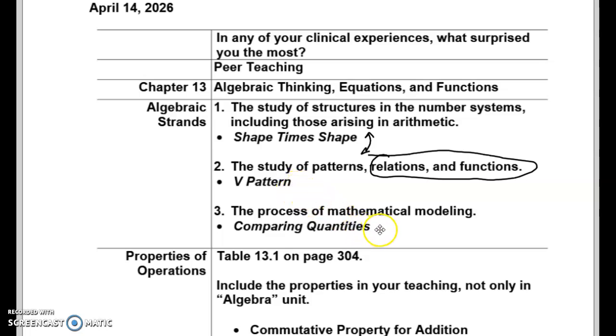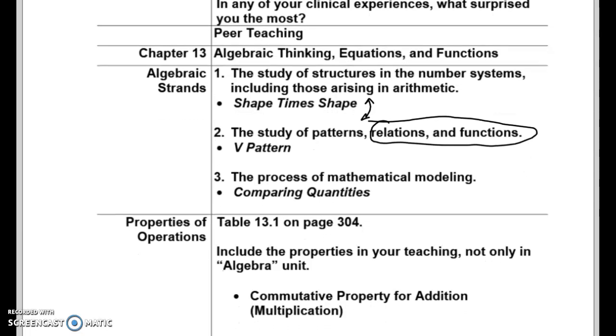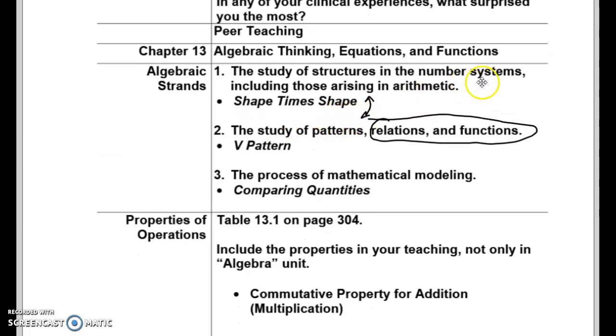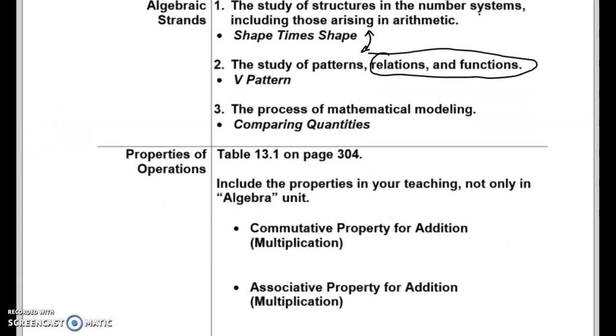And then, of course, mathematical modeling is what we did with comparing quantities. Again, we did that by looking at some structures of the mathematics of the numbers. So all three of these strands are interrelated. And we don't take one after the other, one and then another separately. We want to tie them together. We want to see how those things tie into each other.